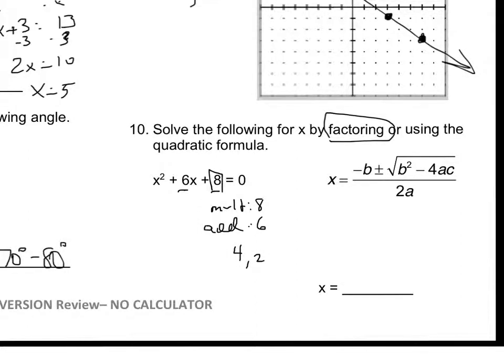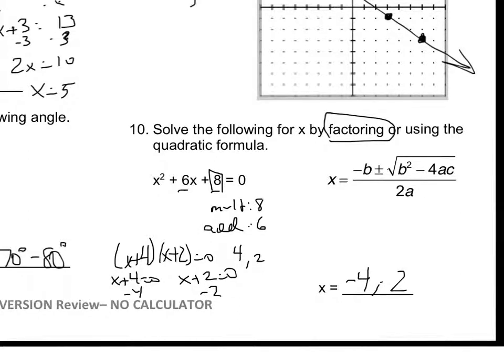So the way I can factor x squared plus 6x plus 8 is x plus 4, x plus 2 equals 0. And then I can set both factors equal to 0. And I'll solve. So I get negative 4 on the left and negative 2 on the right. And my two solutions are negative 4, negative 2.